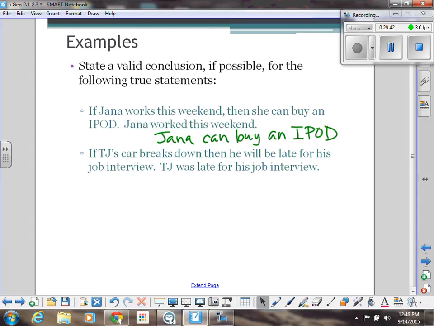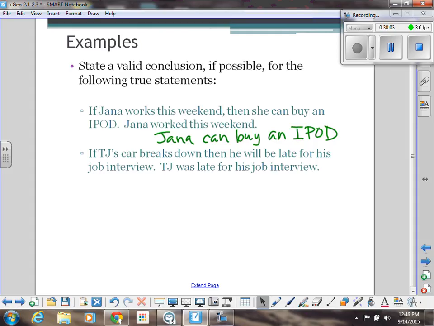If TJ's car breaks down, then he will be late for his job interview. Okay, that's a true statement. So then here's what happened. TJ was late for his job interview. Can we make a conclusion? No. Can we say that his car broke down? No. It could have, right?